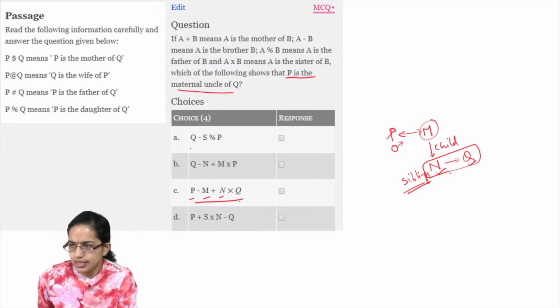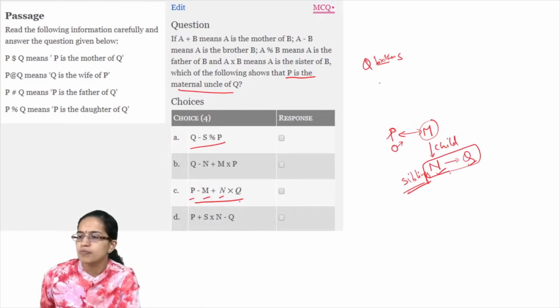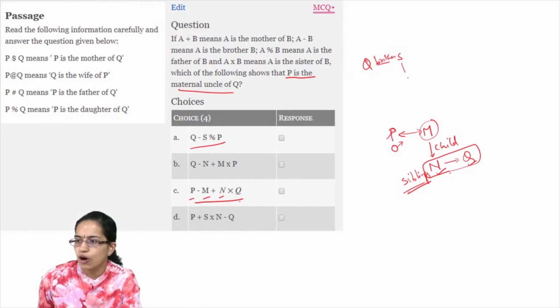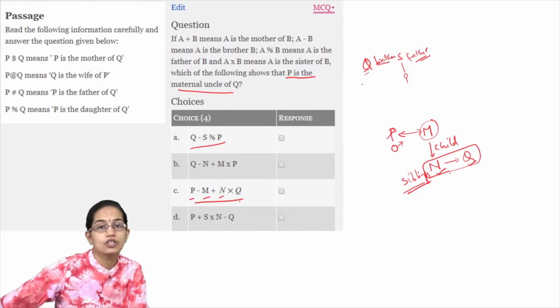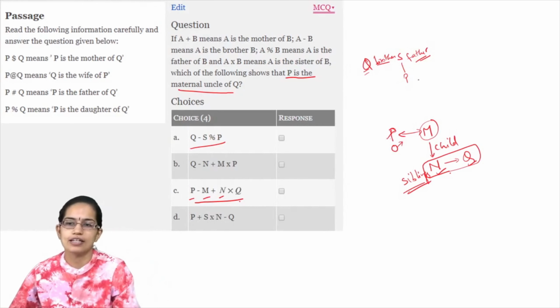Now let's try to find out the first choice that is there. Now the first choice says Q is the brother of S. So Q and S are at the same level, that is, siblings. Now the percentage sign means father. So S is the father of P. Now since he is the father, he is not maternal uncle. He would be paternal uncle of Q.